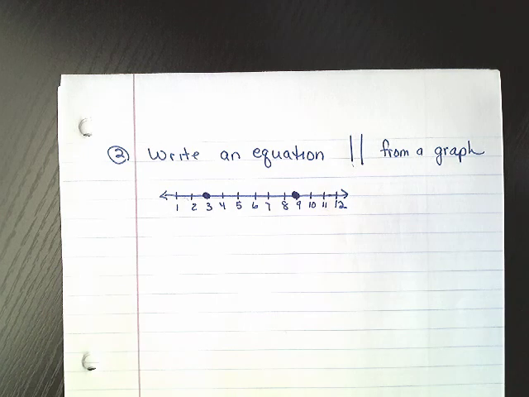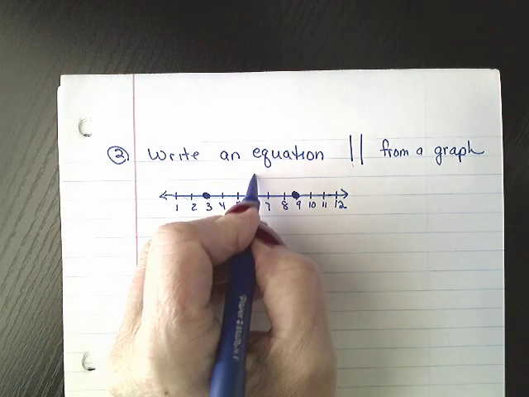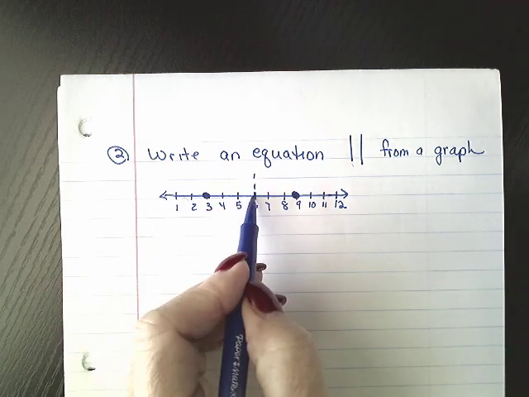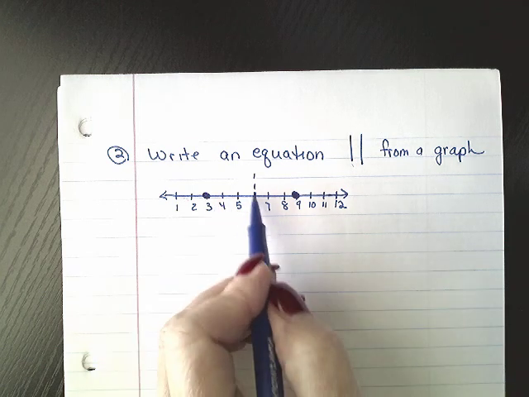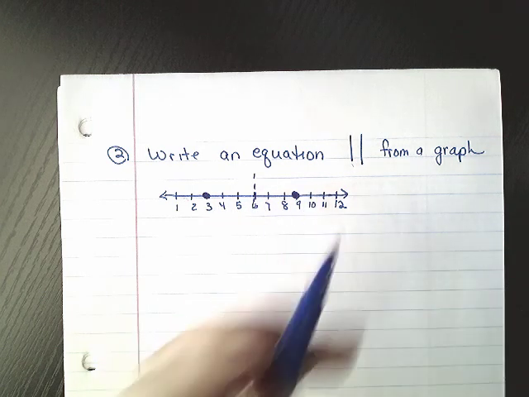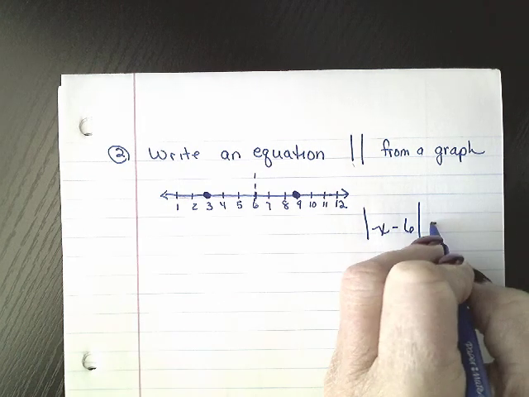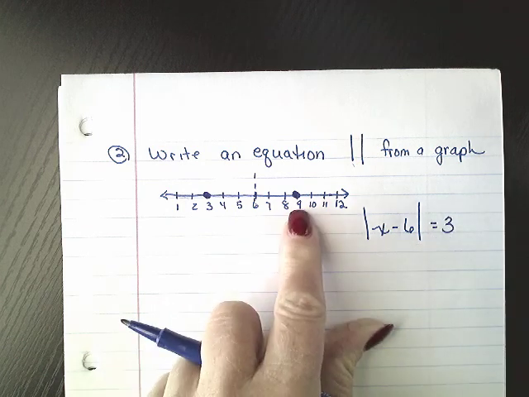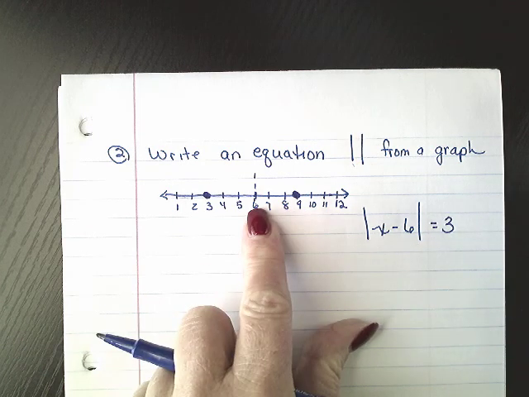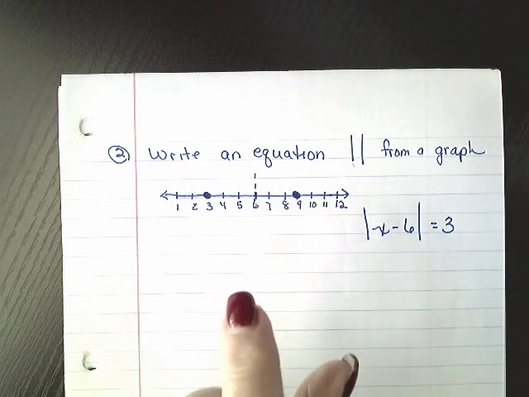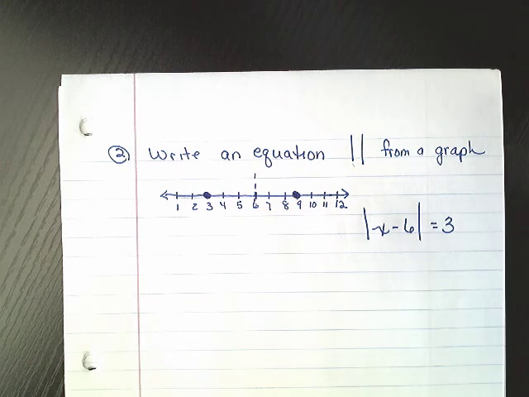So we need to find that number that is in between the 3 and the 9 and still has the equal distance on both sides of that graph. So that number would be 6. So 6 is 3 away from 3, and 6 is 3 away from 9. So our absolute value equation would be the absolute value of x minus 6 is equal to 3, because 3 represents the distance and 6 represents the number that's on the number line that is equal distance from both. Okay?